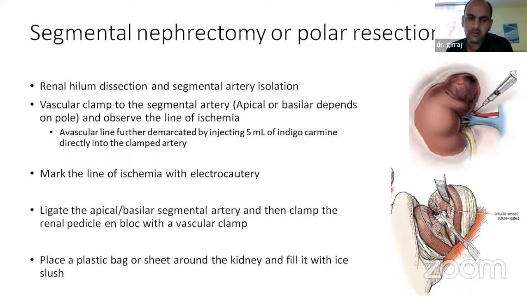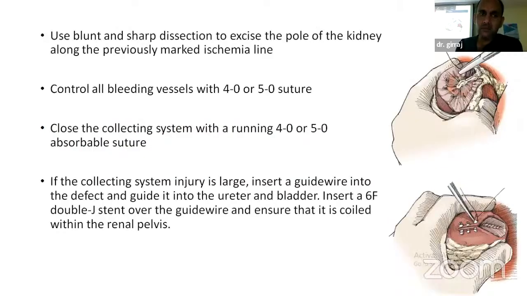Place a plastic bag or sheet around the kidney and fill it with ice slush. By blunt dissection, excise the pole of the kidney, control bleeding, and close the collecting system. If the collecting system defect is really large, insert a guide wire into the defect and guide it into the ureter and bladder.